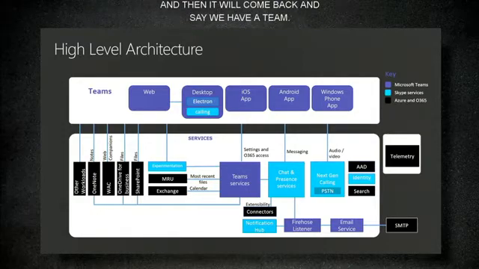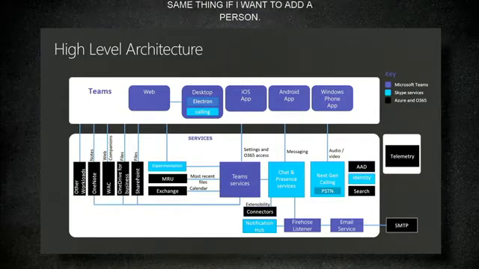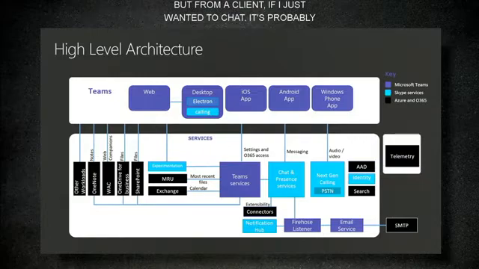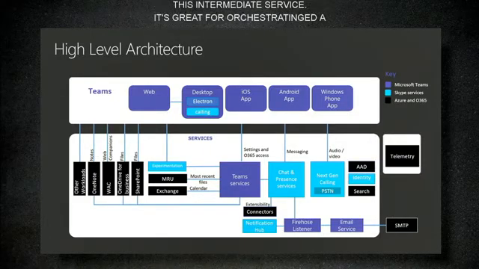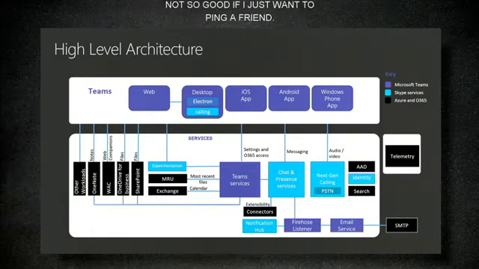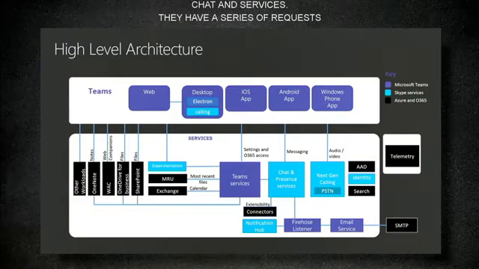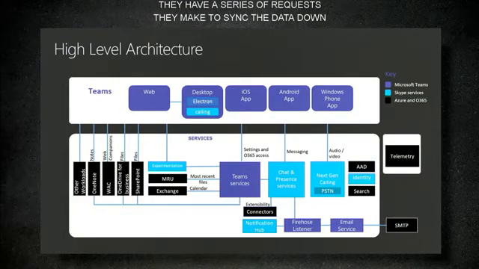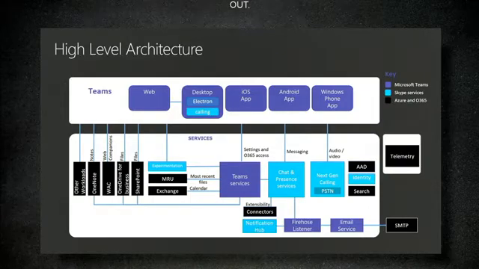But from a client, if I just want to chat, it's probably not that efficient to go through this intermediate service. It's great for orchestrating admin operations, but it's maybe not so good if I just want to ping a friend. So the clients talk directly to the chat and presence services. They have a series of requests that they make to sync the data down, and then some long polls or hanging gets to get new notifications when they come out. They also talk directly to the next generation calling stack. Because again, you don't want Teams microservices in the middle when you're trying to move audio video bits.